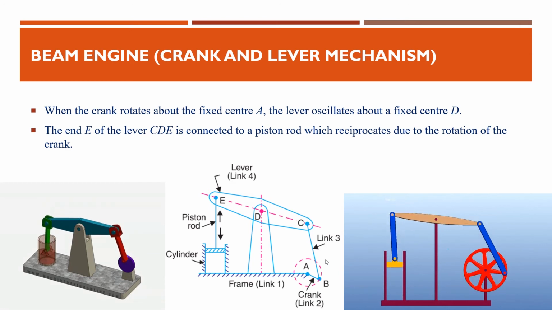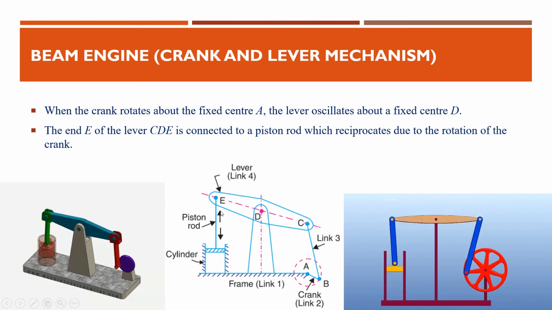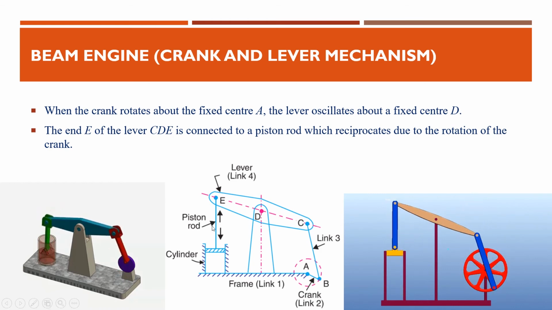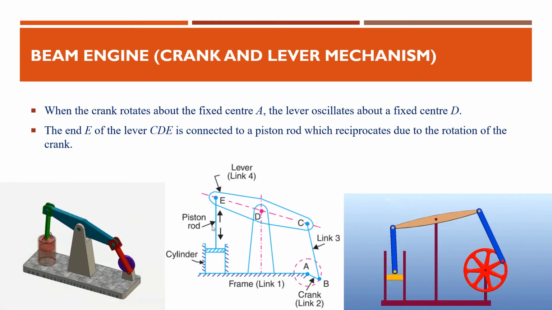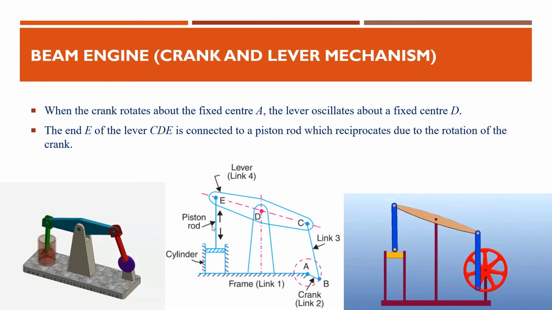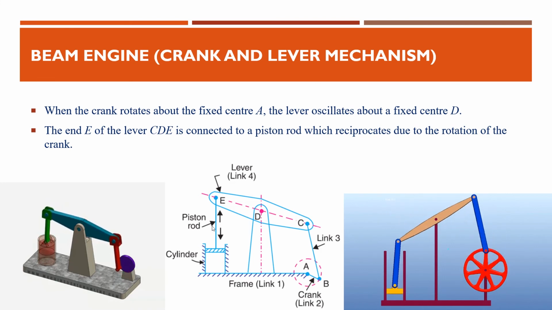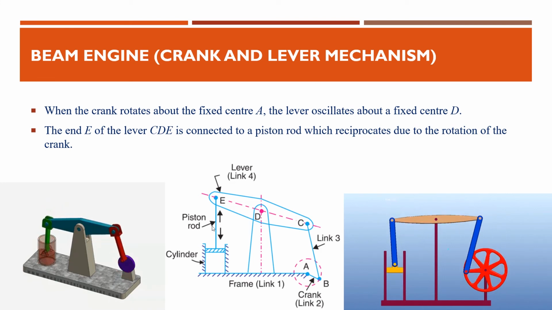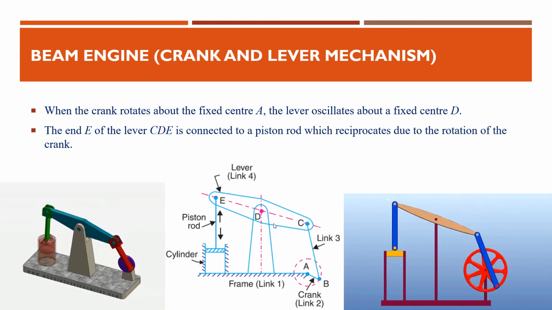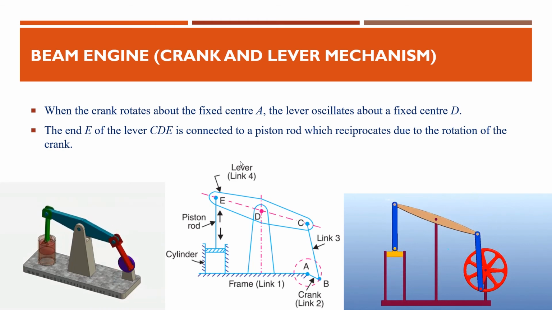So there are 4 links, link 1, link 2, link 3 and link 4. Some of you may confuse that CDE is one link and this piston rod is another link. It is not like that, because CDE is actually the link. The piston rod doesn't make a relative motion with respect to CDE, so the piston rod is not an extra link. So there are only 4 links: the frame, the crank, the connecting rod and the lever. Okay, so this is the beam engine, crank and lever mechanism.